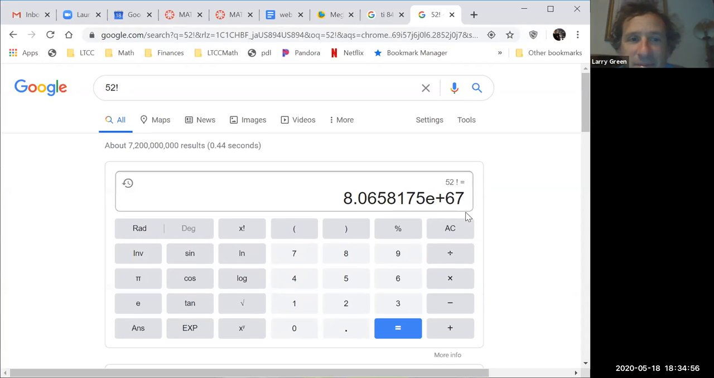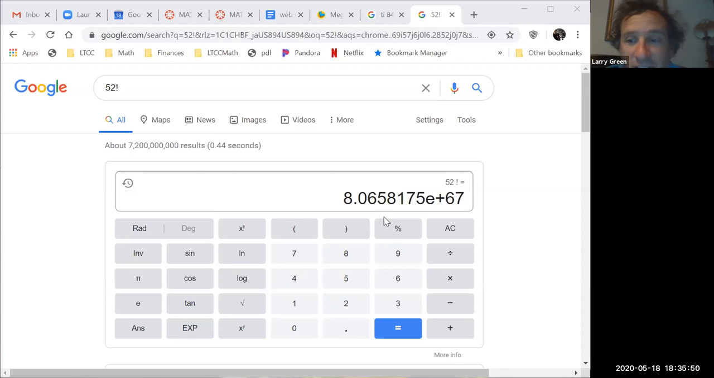Okay, do you know what that means? How do you read this number? Yeah, it means it's 8.0658175 times 10 to the 67th power. So it's important that you know how to see that. They always use E on these kind of calculators. The TI-84 uses the E also, I think capital E instead of lowercase, but same idea. So that means it's going to have 68 digits.